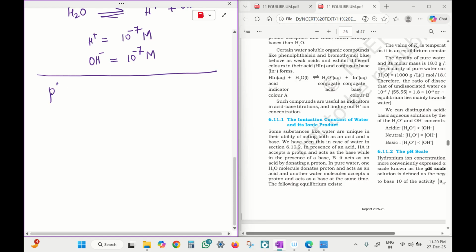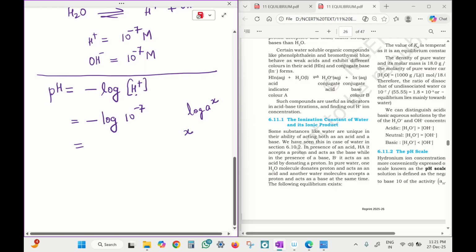So what is meant by pH? pH refers to the negative logarithm of the hydrogen ion concentration. So the pH of the water would be minus log of 10 to the power minus 7, which is the hydrogen ion concentration. And we know that when we apply log of a to the power x, it has to be written as x log a. Applying this concept here, it will become minus of minus 7 log 10, and log 10 happens to be 1. So the pH of the water at 298 Kelvin would become 7.